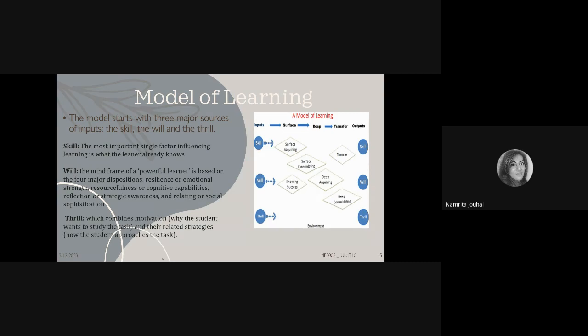Because it is the most powerful aspect of a learner, it enhances the cognitive abilities if you have the will to do it, and only then, plus the thrill, to transfer and bring out input. So input would happen when you have the skill. Surface and deep learning will happen if you have the will and you're motivated; only then will it transfer to give you the outputs that are desired.